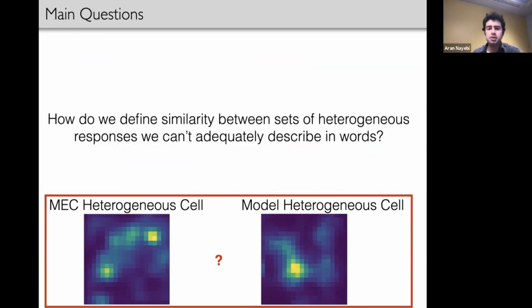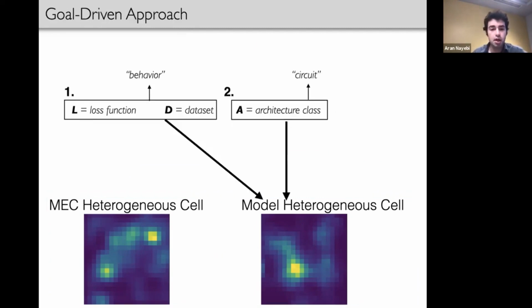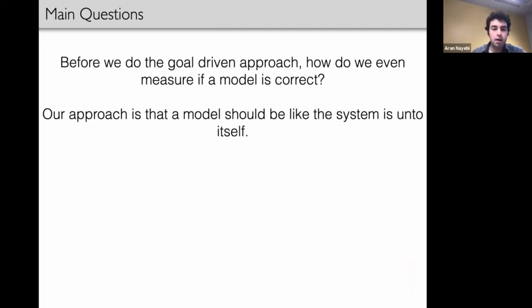So how might we go about describing or defining similarity when we can't really describe these heterogeneous responses in words? Well, our approach will be a goal-driven approach, whereby we tune two knobs: behavior, as characterized by a loss function and data set, and circuit, as characterized by an architecture class. But before we even start with the modeling, how can we even measure if a model is correct? And so our approach will be to measure consistency of responses between animals.